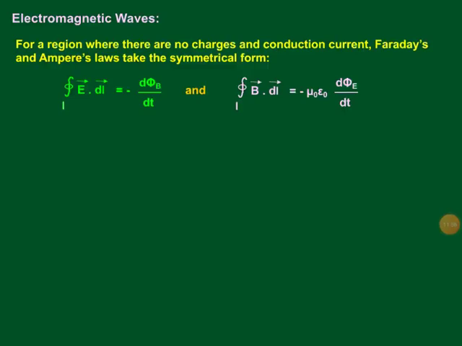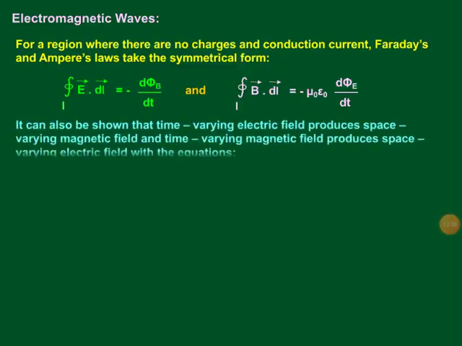Now it can also be shown that a time varying electric field produces a space varying magnetic field, and a time varying magnetic field produces a space varying electric field. That means both are contrary: if one is varying with time, it will give you the other one. Whenever there is a time varying electric field, it will produce a space varying magnetic field. On the other hand, whenever there is a time varying magnetic field, it will produce a space varying electric field. The equation is also given here.